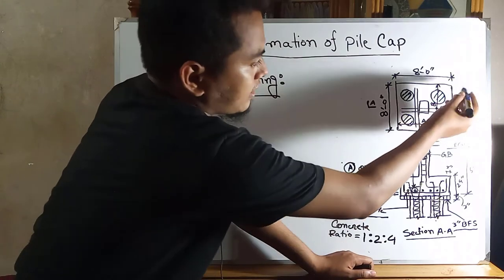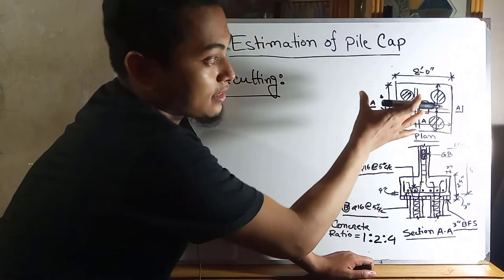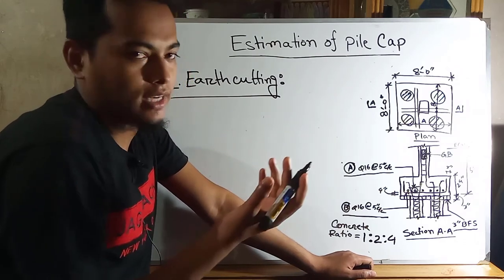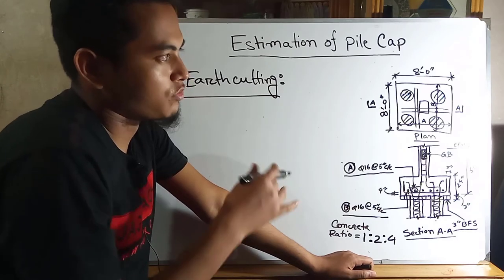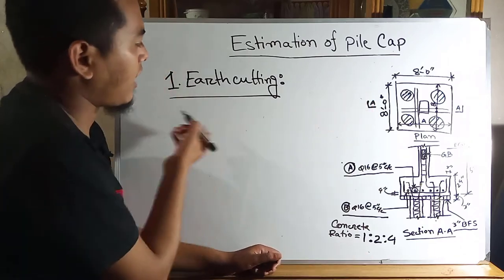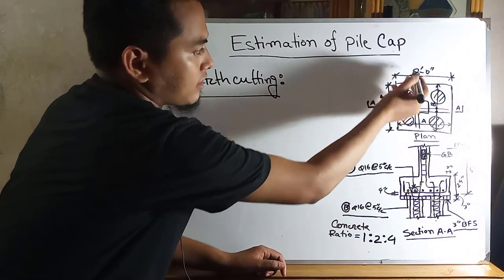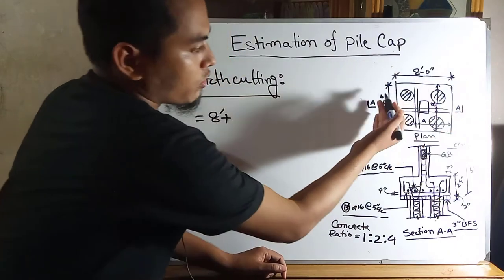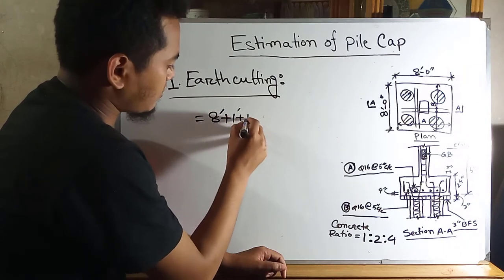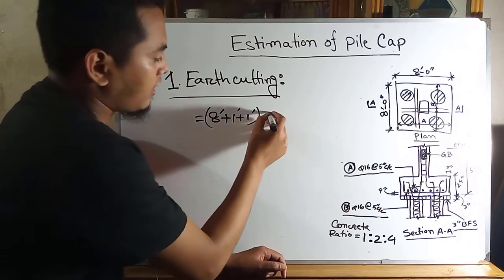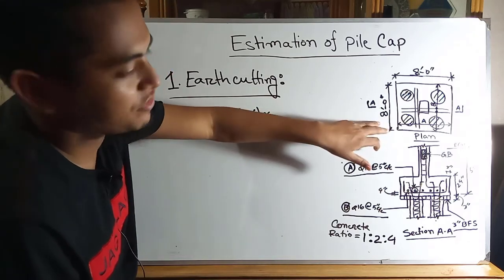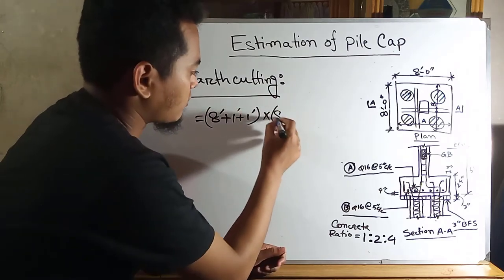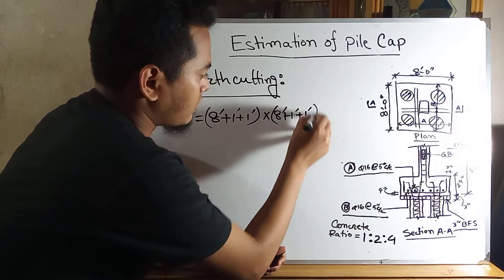Our earth cutting length is the pile cap length plus 2 feet. I mean on both sides we cut 1 foot extra soil, because of the shuttering work. So the earth cutting length is 8 feet plus 1 foot plus 1 foot. The width is also 8 feet, and we also add 1 foot on both sides, so it is also 8 feet plus 1 foot plus 1 foot.